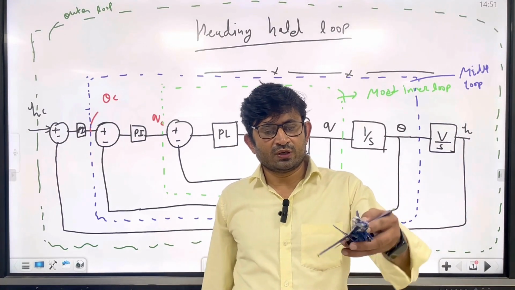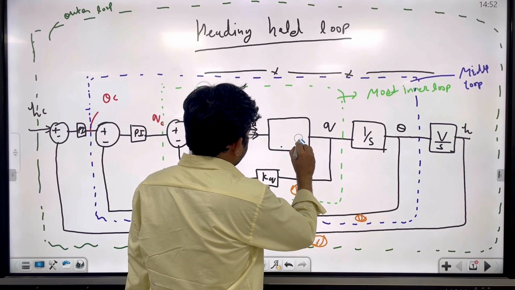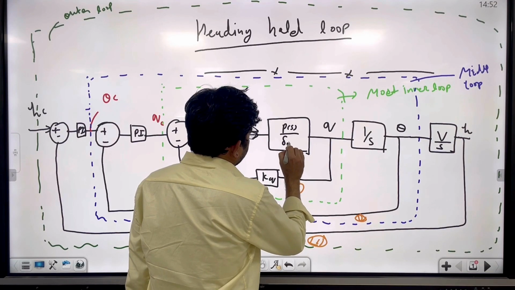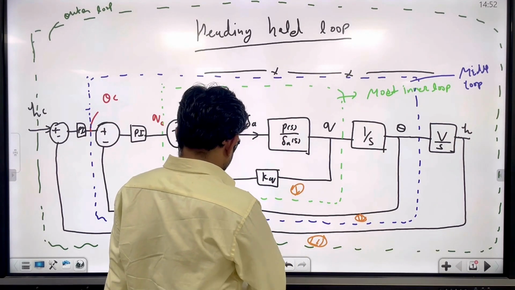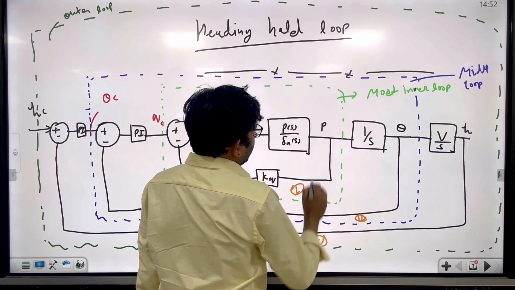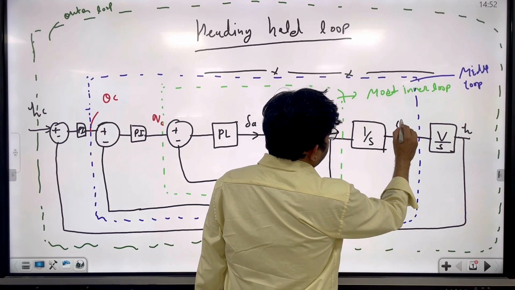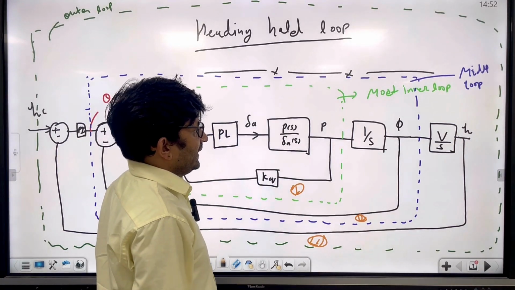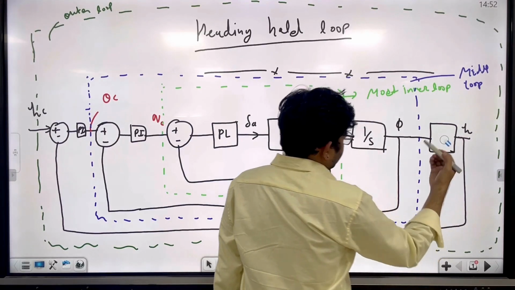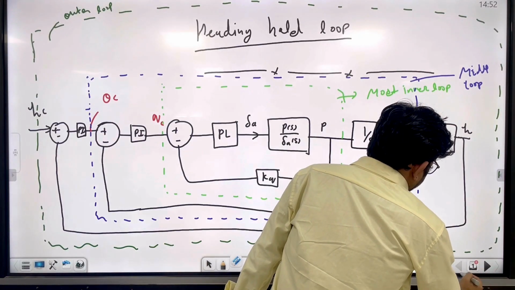Like a pitch rate you have a roll rate, right? So you just replace this transfer function. Already we have derived P by delta A of s, and you will get the roll rate. When you integrate you will get phi. And here what are you going to multiply by? We don't know it, we have to find it out. So we can find it out like this.